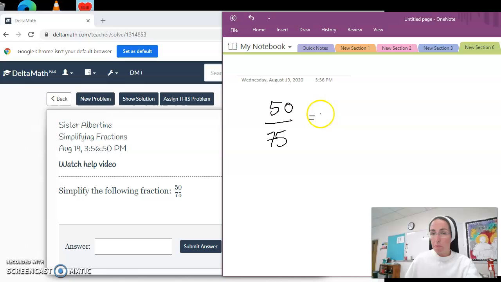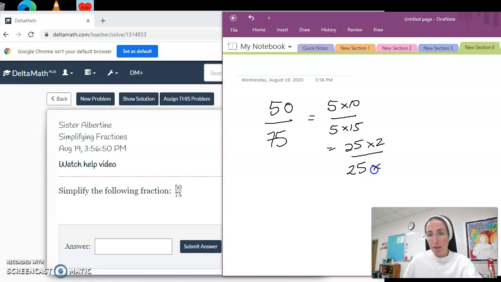Well, you could write the multiples of each one. So 50 is 5 times 10. 75 is 5 times 15. You may not have known that, but what's another number that's even bigger that goes into both of them? Well, it's also 25 times 2 over 25 times 3.